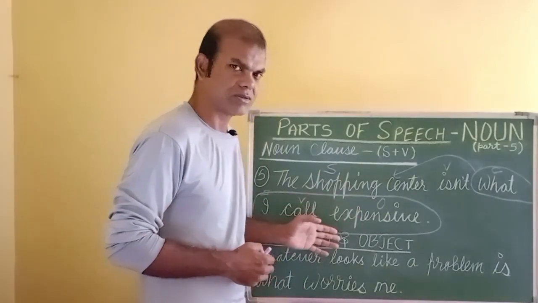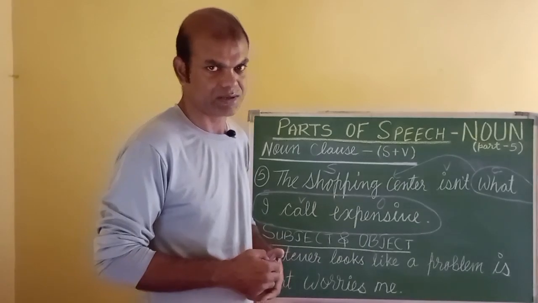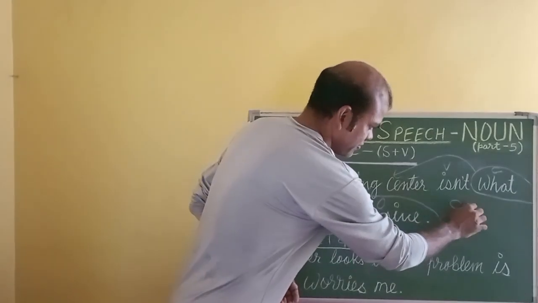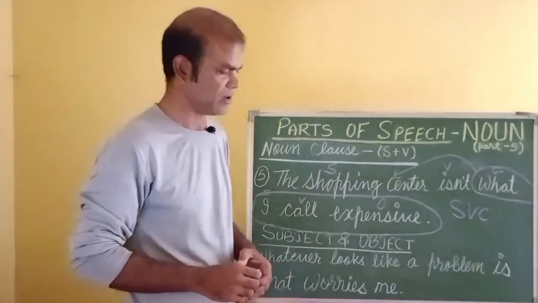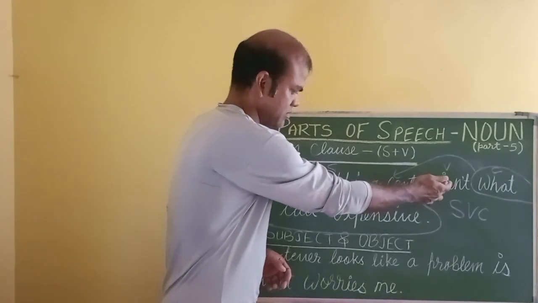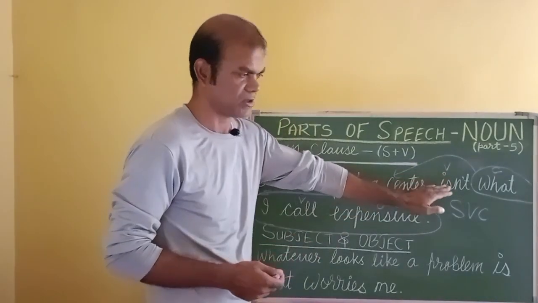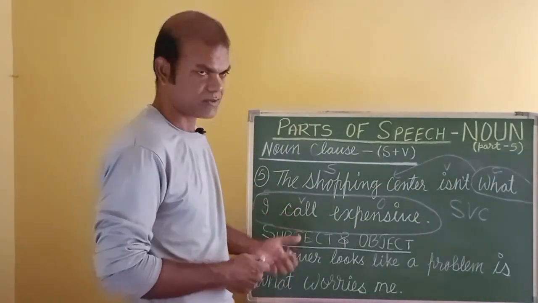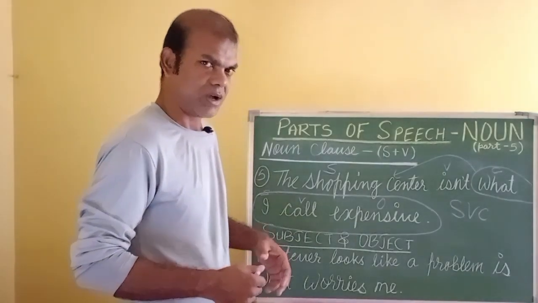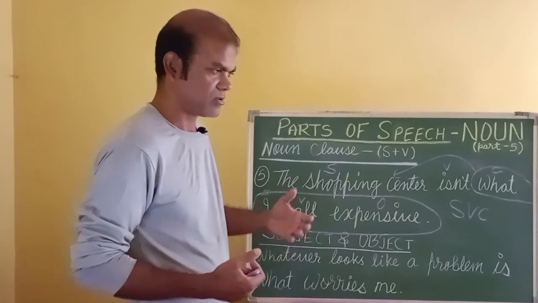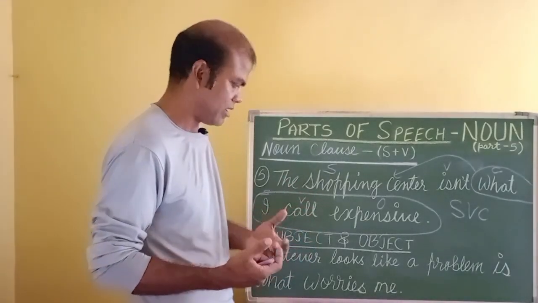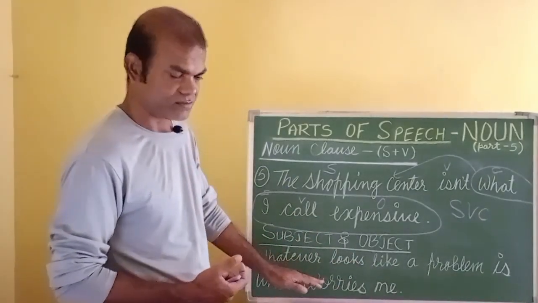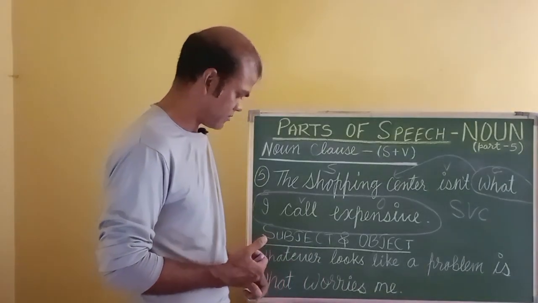Okay, so the noun clause can be as a complement in a sentence, subject complement. So now this is known as SVC, subject verb complement. We have the verb is, and the subject is the shopping center for this verb is. We have another verb, call, and the subject is I for this verb. Okay, so I wanted to give you an extra information about the noun clause. Now in some sentences we can use the noun clause as a subject and object. Now we'll see this example, you will know what I mean to say.